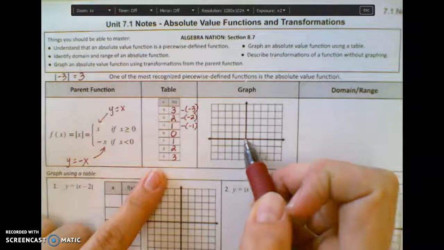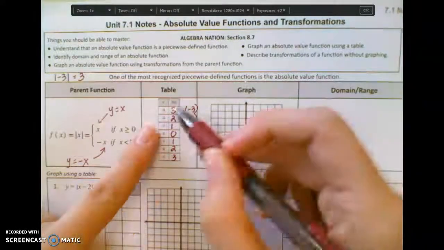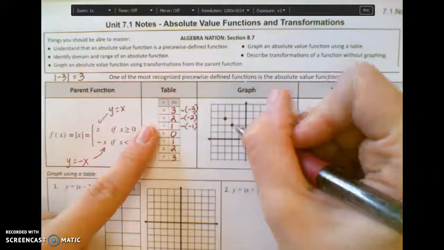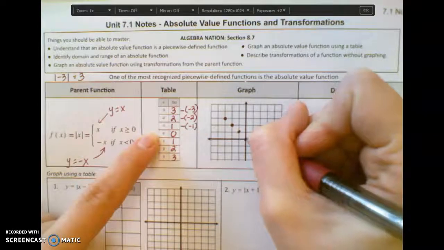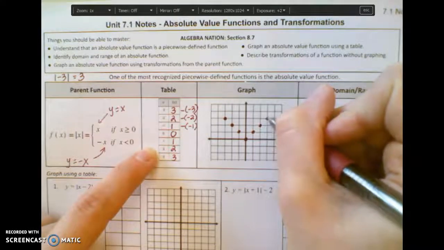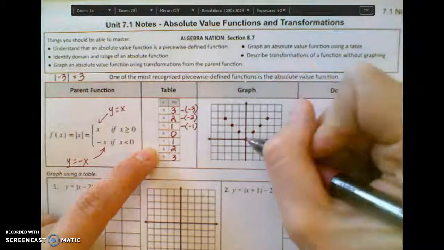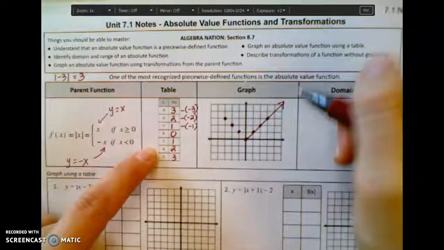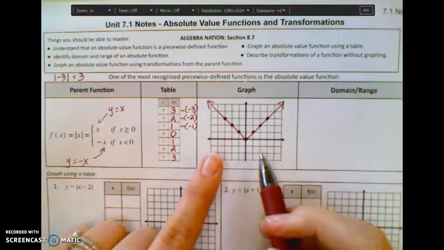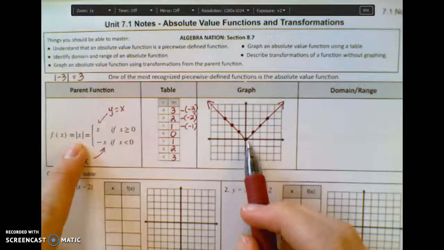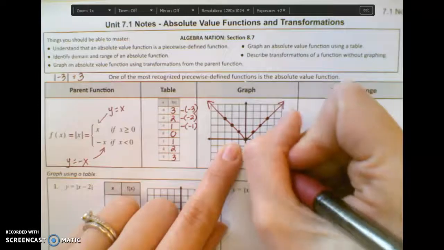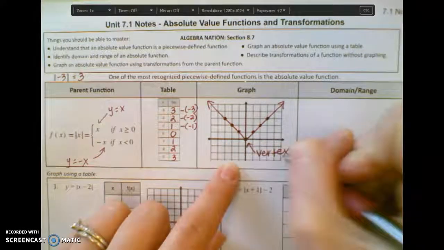Now let's graph it and see what absolute value functions look like. So I've got (-3, 3), (-2, 2), (-1, 1), (0, 0), (1, 1), (2, 2), and (3, 3). So whenever I graph an absolute value function, it is going to give me some type of V shape. And this is our parent function. This place where those two lines come together is called our vertex, and that's going to be very important.